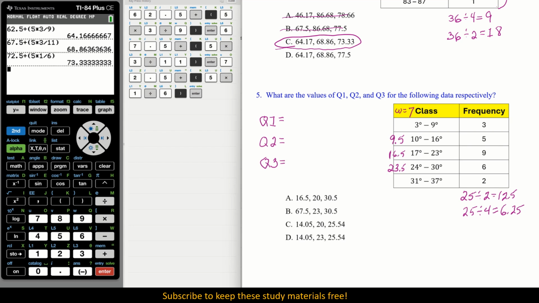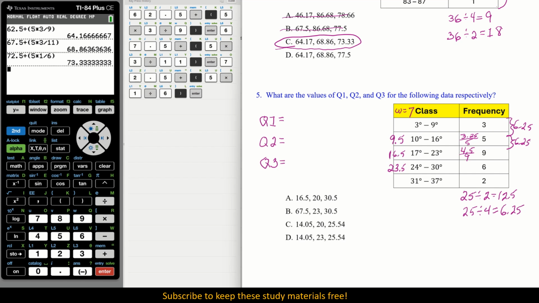So the first one's not too bad. We need to go from here to here, 6.25. Well, we have 3, so we need to have another 3.25. Use that in the next column over 5. And then we go down another 6.25. Well, that's 12.5. Well, we have 8. If we have 5 plus 3 is 8, we need another 4.5 and divide that by 9.